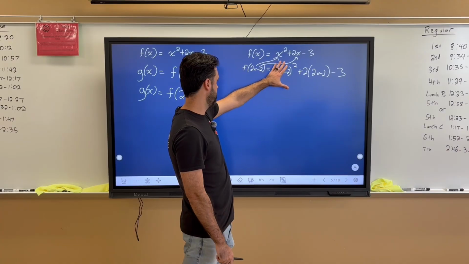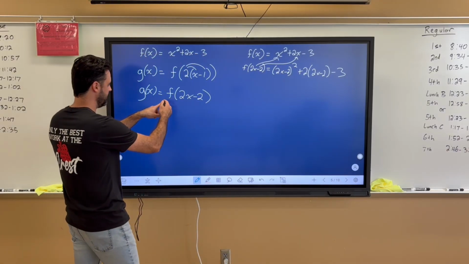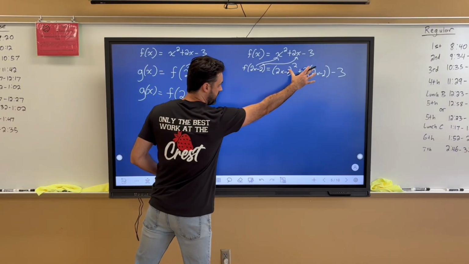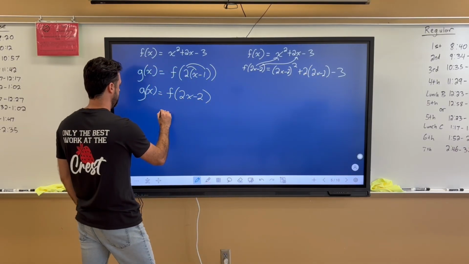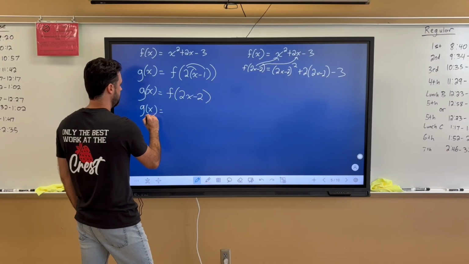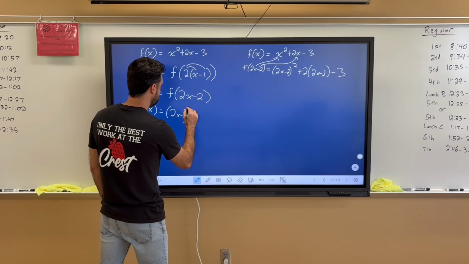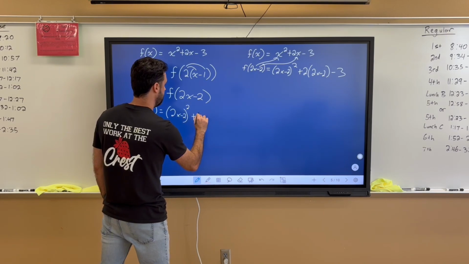Now what we can do, all right, is go back over here. Right, f of 2x minus 2 is what we're looking for. So we're going to take this and just bring it back over here. So g of x, and I guess I could have copied and pasted to save some time, but I'll do it this way.